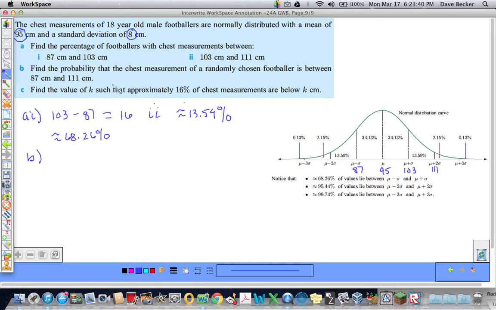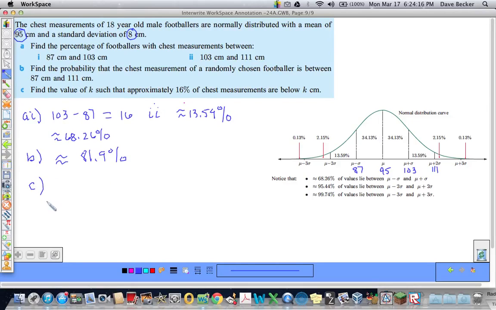Part B, find the probability that the chest measurement of a randomly chosen footballer is between 87 and 111. So that's from here to here. So the probability is just the sum of these two percentages. And if you take 68.26 plus 13.59, I'm saying approximate because it's not exact, we get about 81.9%. So an 81.9% probability that a randomly selected footballer will have a chest measurement between 87 and 111 centimeters.